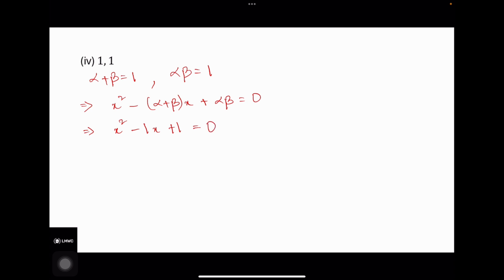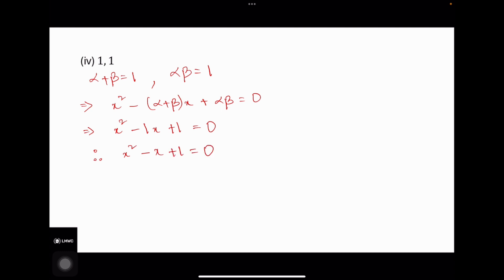Next question, we have alpha plus beta as 1, alpha into beta as also 1. So our quadratic polynomial will be x squared minus (alpha plus beta) times x plus alpha into beta equals 0, which is x squared minus 1x plus 1 equals 0, which we can further rewrite as x squared minus x plus 1 equals 0.